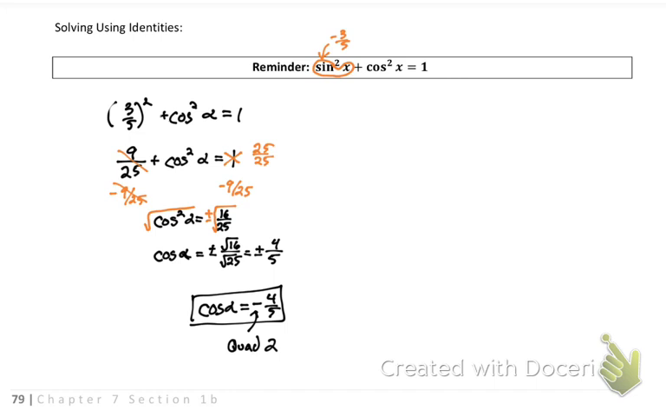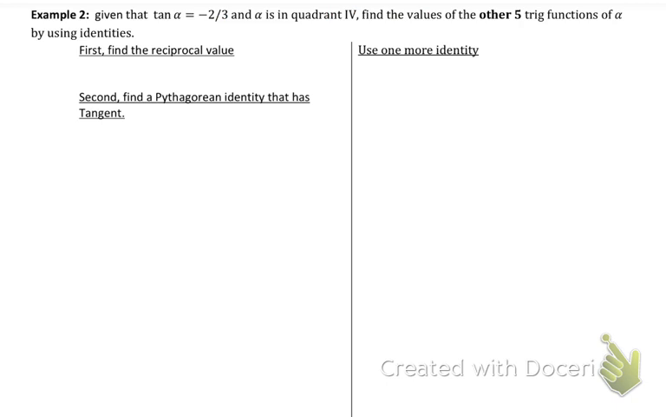All right, this is the backbone of what we're doing today. We're just going to take a step up from here. The step up from here is, our next problem is almost identical, except this time I give you tangent alpha equals negative 2 over 3.